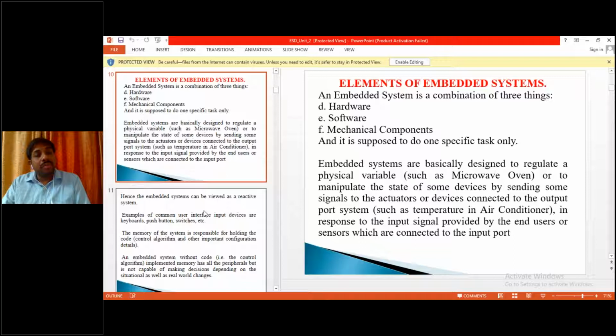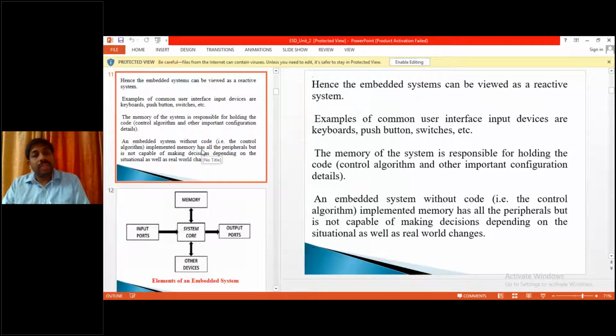So under elements of embedded system, you have seen the embedded system is a combination of three things. It has hardware, it has software, it has mechanical components. Your embedded system is a reactive system. It gets input through the sensors which are connected to the input ports, and the common user interface input devices are keyboards, push buttons, and switches.